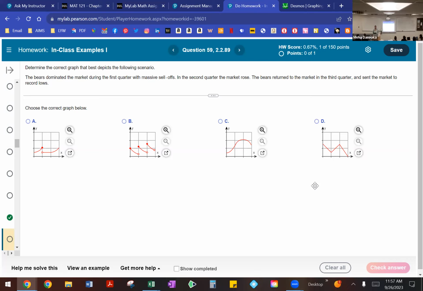D. So the bears were in the market, we had massive sell-offs. In the second quarter, the market rose, the bears returned in the next quarter, and we had record lows. One answer I got was D. Anybody else have a different answer?